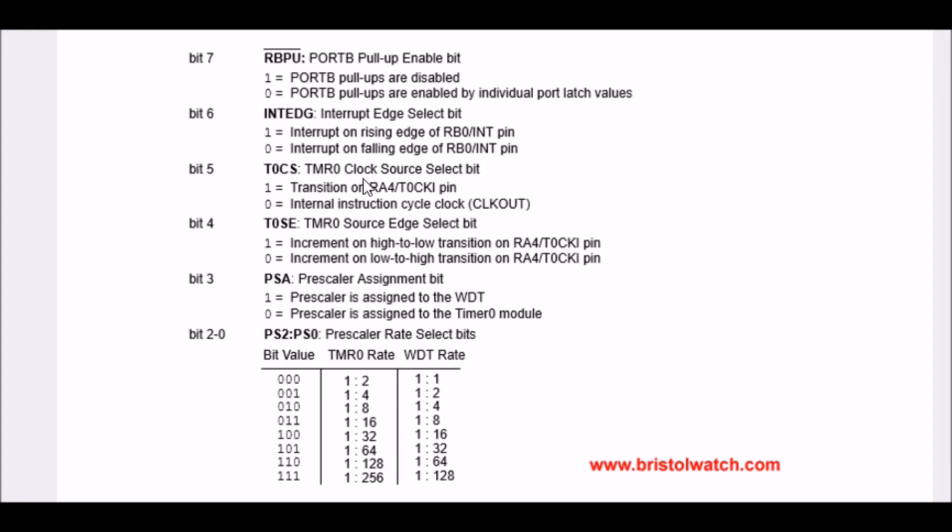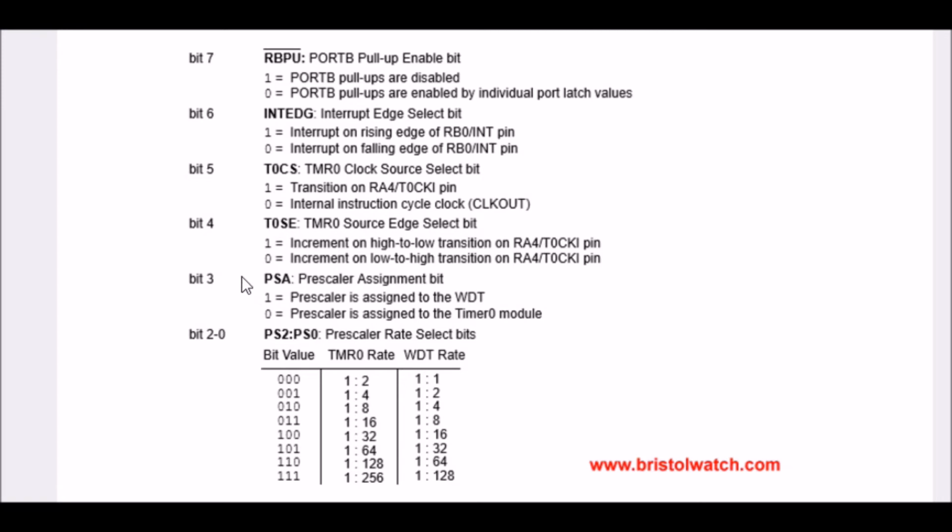RA4, if it's set, we can go from RA4. If 0, we use the internal clock, so we'll clear it. This is the timer 0 edge select bit. That is only related to using RA4, so I would just leave it 0 for my purposes.